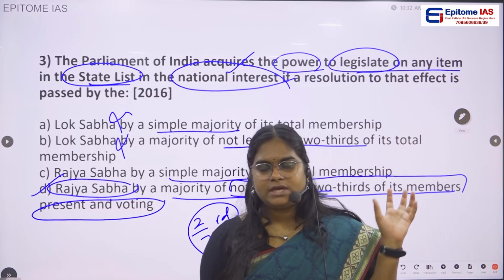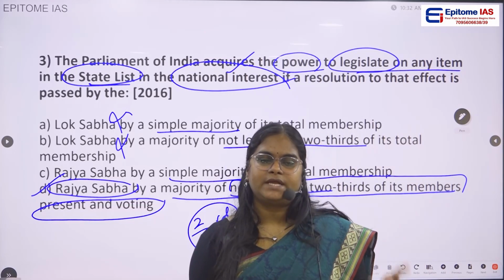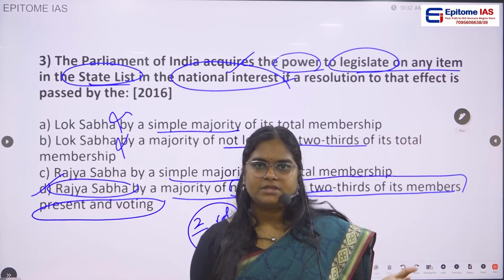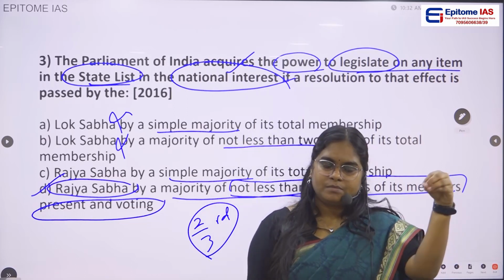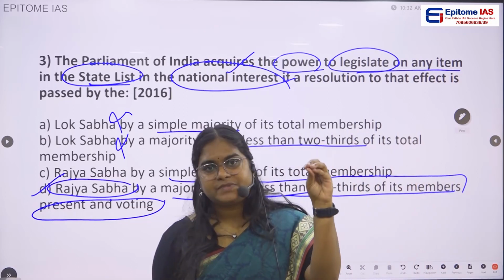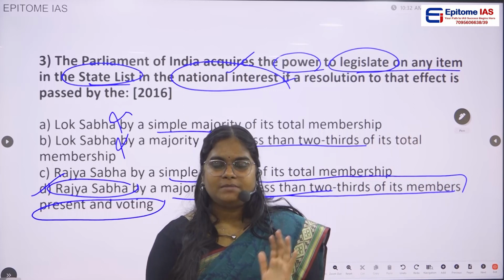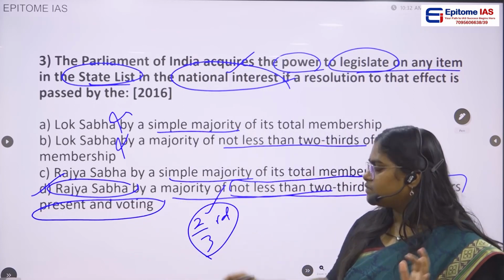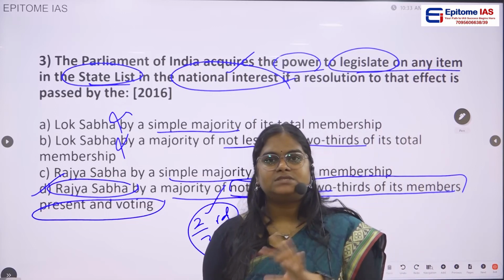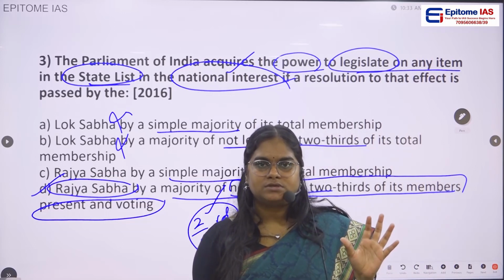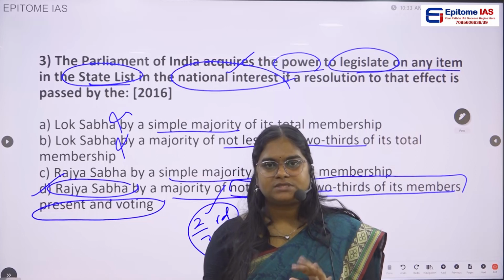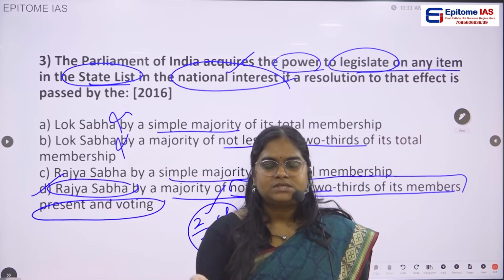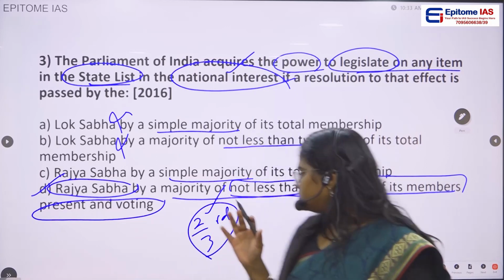Okay, so they are technically saying that to acquire the power of enacting law in the state list, the parliament needs to pass this resolution, and it needs 2/3 of the majority. Which means it is a very difficult process. So once you do this particular process, then only you can make laws in the state list. Okay, so that's what they are saying.